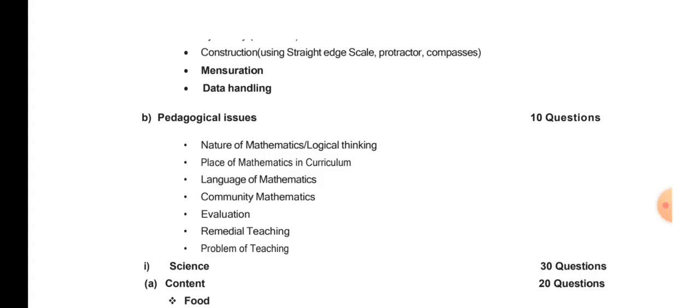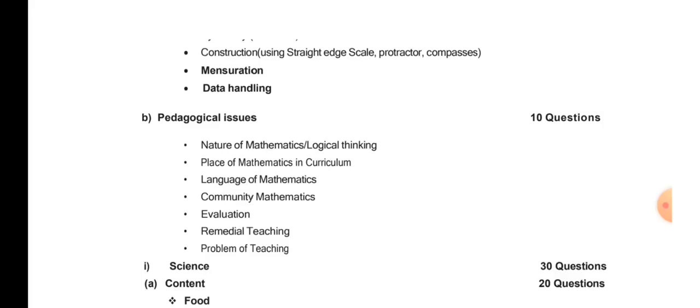So suppose you do not know anything about mathematics, you don't know how to do mensuration, how to do algebra, how to do geometry, data handling, you know nothing, fine, forget it, no need to do. But if you are seriously studying your pedagogy, see in part B we have pedagogical issues. From here you can score 10 marks, and scoring 10 out of 30 is practically enough for you. You don't have to aim for anything higher than that.